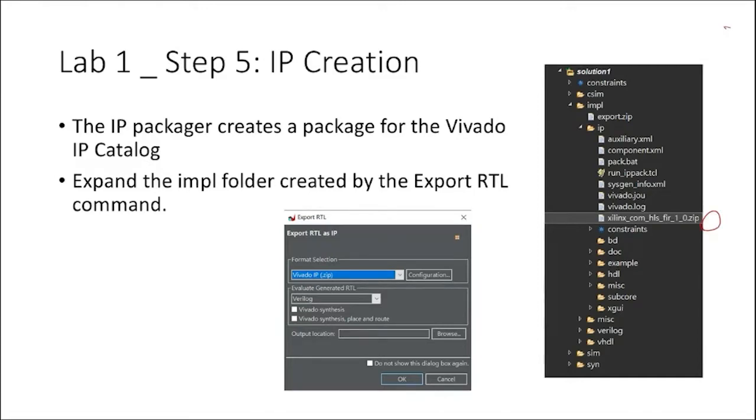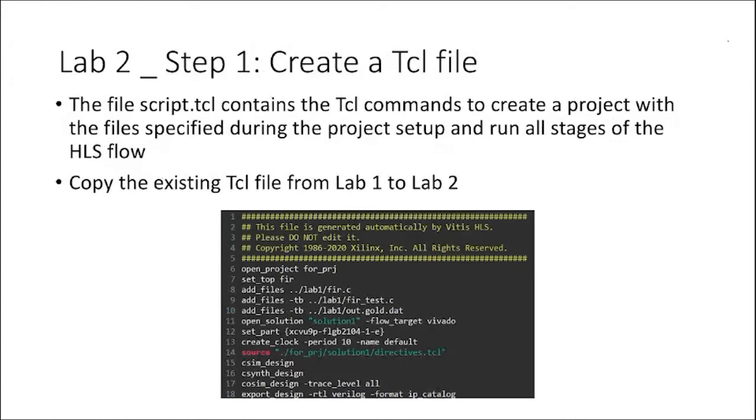And lab 2, using the TCL command interface. In this lab, we will exercise how to create a TCL command file based on an existing VTIS HLS project and use the TCL interface. For step 1, we have to create the TCL file. The file script.tcl contains the TCL commands to create a project with the files specified during the project setup. So we need to copy the TCL file from lab 1 to lab 2.